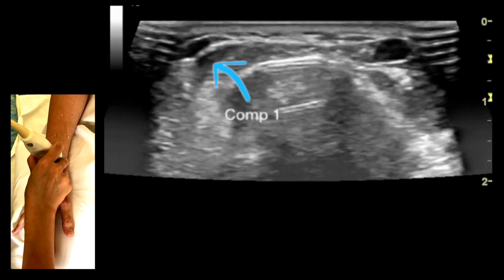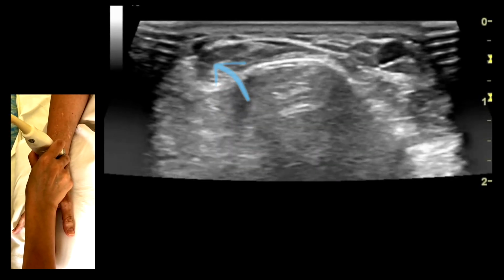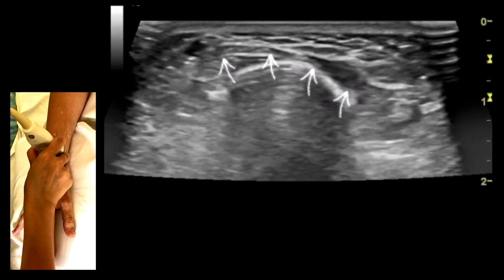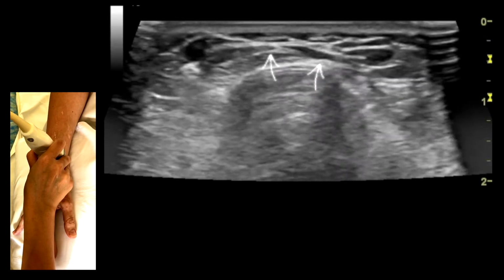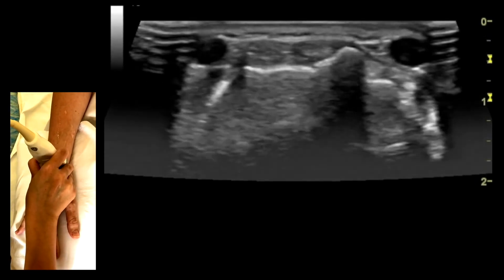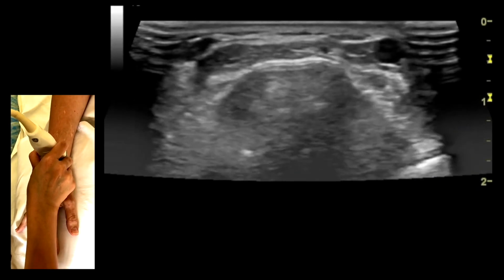After localizing the second extensor compartment, move the probe proximally. The first intersection syndrome is where the first extensor compartment moves over the top of the second extensor compartment, and that's called the proximal intersection syndrome.